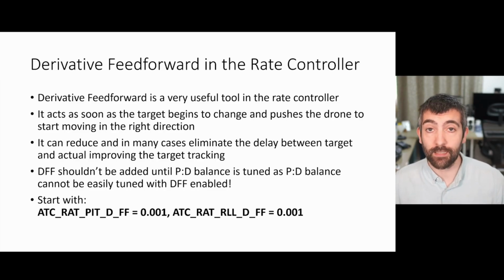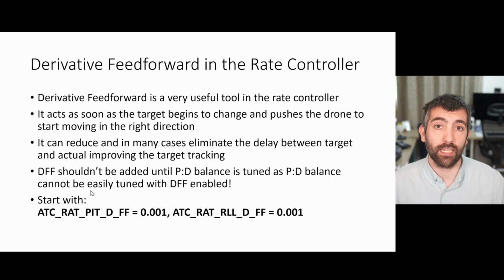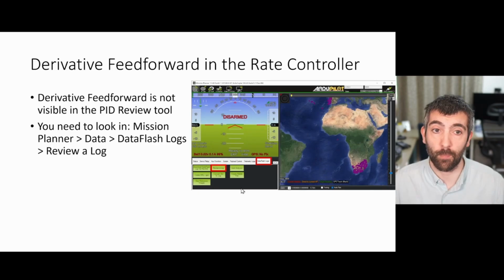DFF should not be added until you have got the PD balance tuned on both pitch and roll axes, because PD balance cannot easily be tuned with any derivative feed forward enabled. So if for any reason you're going back and tuning PD balance, make sure to first disable derivative feed forward by setting ATC rate pitch DFF and ATC rate roll DFF to 0 in Mission Planner config tab full parameter list. When you're starting to enable derivative feed forward, start with a value of 0.001 for both pitch and roll as a starting point, and then it's likely you may need to increase them further from there.